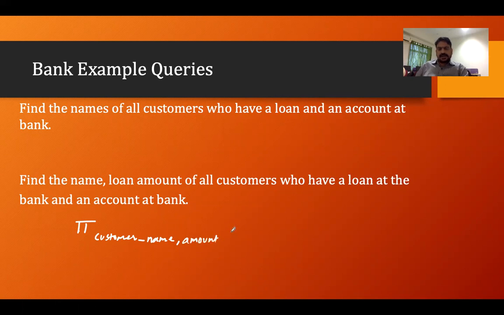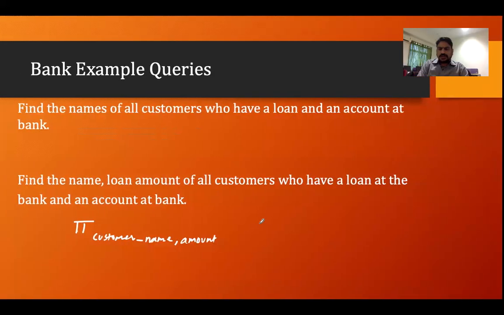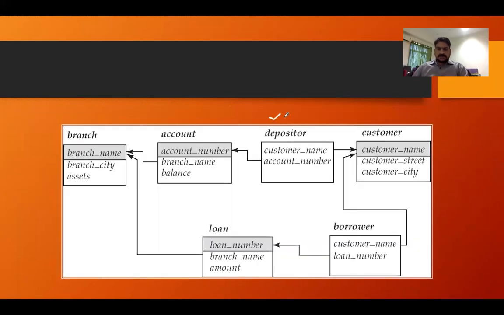Okay. And then we have to join. So what we do is how we can join these three tables. You can see the table and you can find it out. Depositor and the borrower, what are the common? Customer name is the common, right? So based on the customer name, they will be joined together.